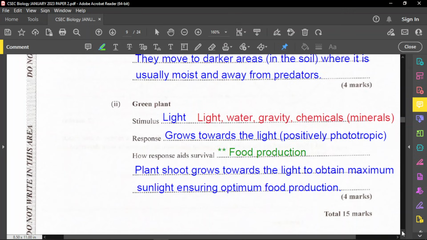And how the response aids survival is that if a plant moves towards light, then it will get enough light to make food. So it's generally for food production. A plant shoot grows towards the light to obtain maximum sunlight, ensuring optimum food production. If you mention the roots, then roots will go away from the light, which is down into the soil, and going down in the soil will provide anchorage and also finding minerals and also water. All right. For water, go towards water, get water for food production as well. Gravity: roots go down, shoots go against gravity. So once you know all about the different tropic responses, then you are able to explain this question.